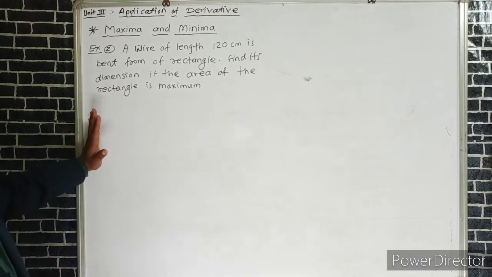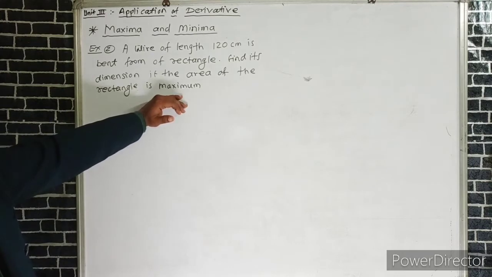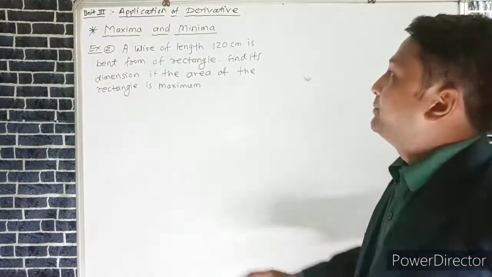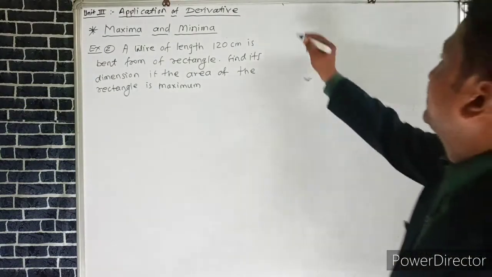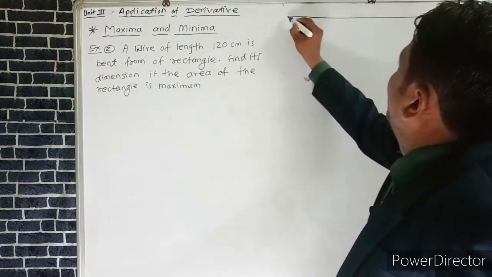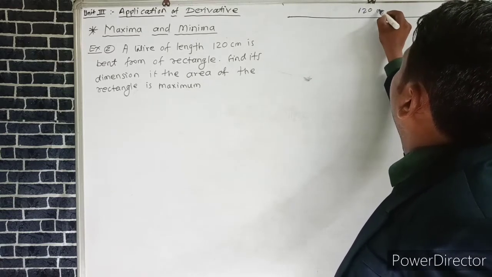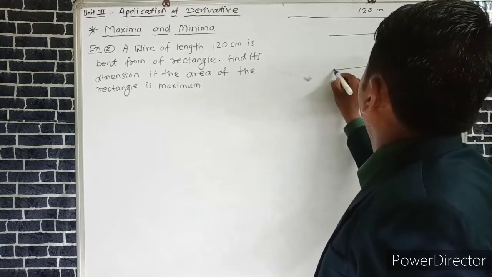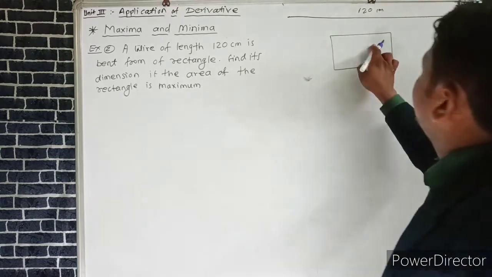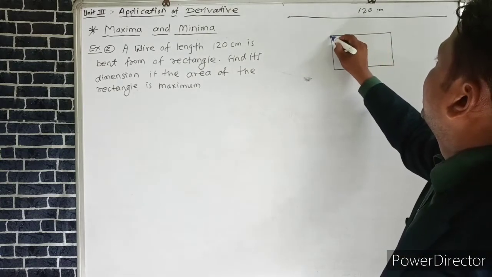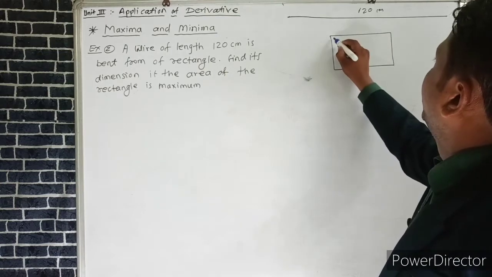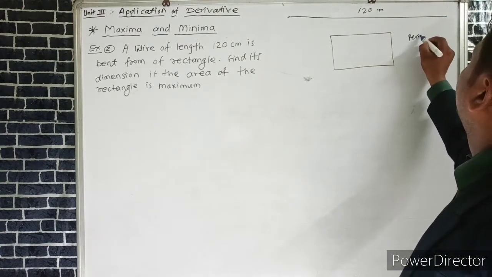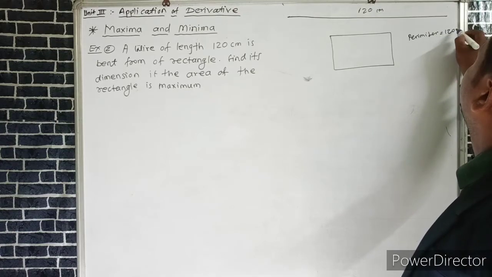So here we have to find the maximum under the given condition. Example number 2: a wire of length 120 centimeters is bent into a rectangular shape. If this wire is bent into a rectangle, the whole length of the wire means the perimeter of the rectangle is 120 centimeters.